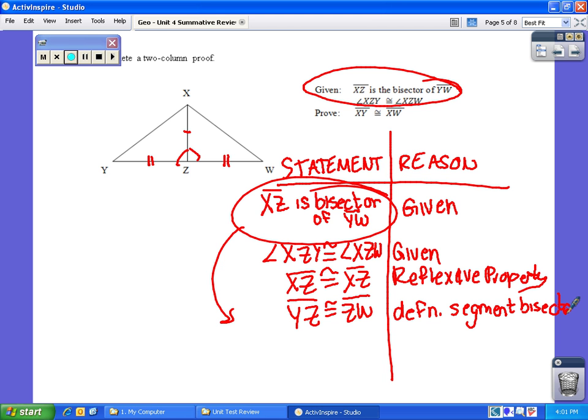At this point, we have enough information to prove that the two triangles are congruent, and that's by side angle side.